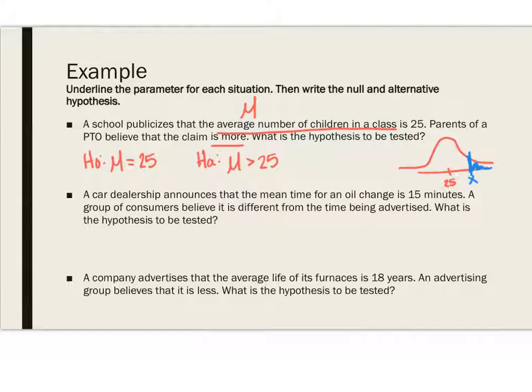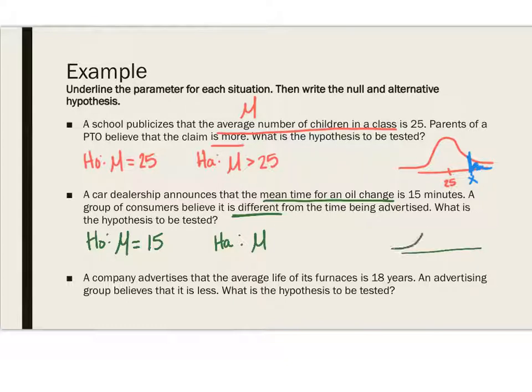So again, identify the mean. Our mean here is that a car dealership announced the mean time for an oil change. So, well, what did they announce? They announced that that mean is equal to 15 minutes. HA, the alternative, is that, well, what are we testing? A group of consumers believe that it's different. What do they tell us? How is it different? Is it more than? Is it less than? They don't tell us. So since they don't tell us the direction, it's a two-tailed test.